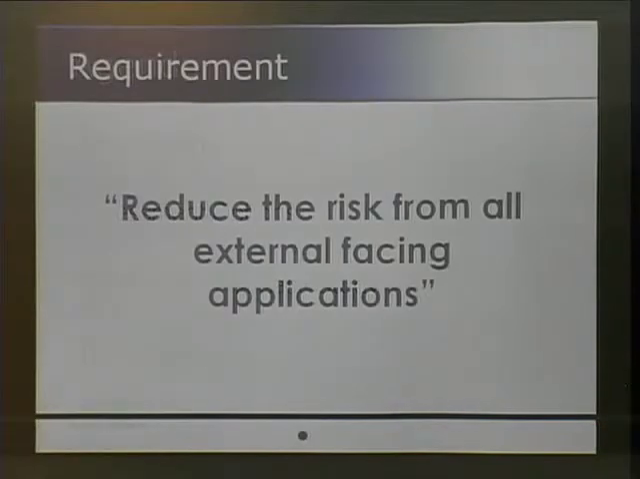Okay, so let's start at the top, the scenario. Here's the position I was put in. Simple requirement: reduce the risk from all external facing applications. And this is really as detailed as it got. Basically, we were brought in to find out where the risk lies and how we can fix it.